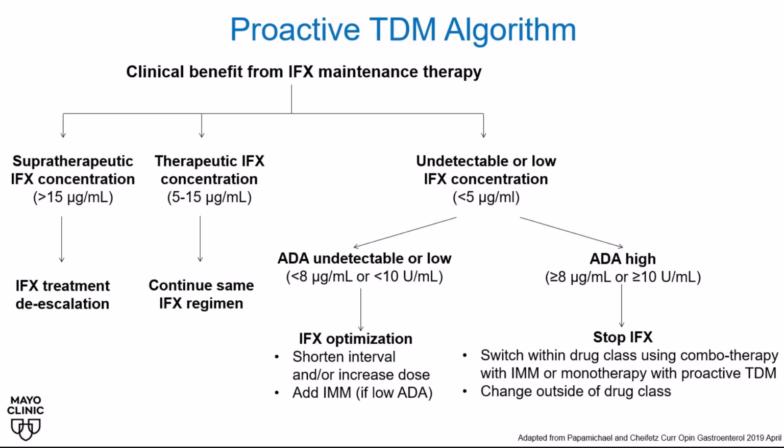And then, of course, if they have undetectable or very low levels of infliximab, we want to take a look at whether or not they have lower or higher levels of anti-drug antibodies. And then this is where we can consider optimization, adding an immune modulator, again, in a patient who otherwise, if you waited for reactive monitoring, you wouldn't have done this, or stopping the infliximab because you recognize that this patient is about to probably clinically relapse because they are clearing this anti-inflammatory out of their system.